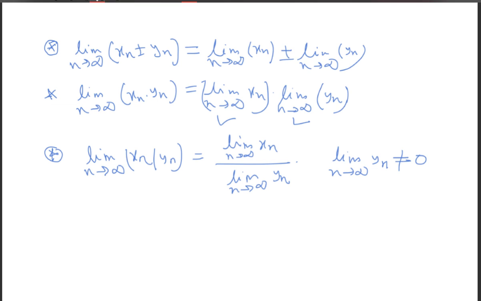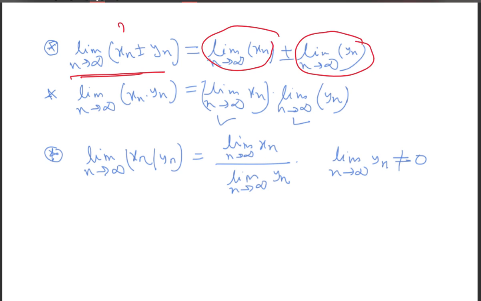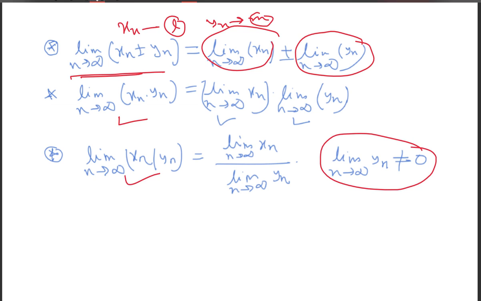You see, limit n tends to infinity, xn plus minus yn will be the sum of the two limits of the sequences. If xn and yn are two sequences where xn converges to, suppose, L and yn converges to M, then xn plus minus yn will converge to L plus minus M. Similarly, for the product and division it also holds. But in the division case, we must have the limit not equal to 0. Okay, there are some properties of this type we have.